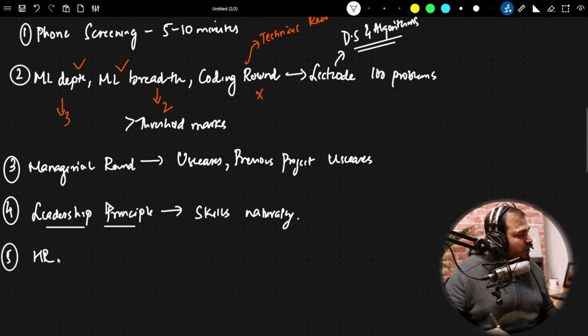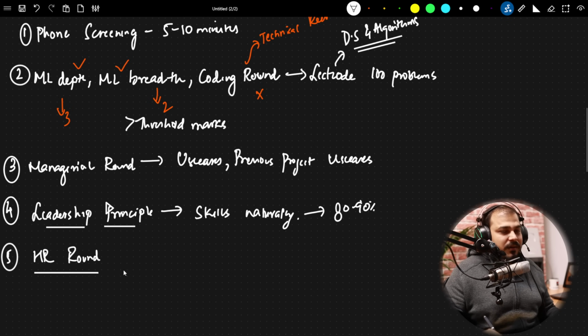The fifth round, I think, if you're able to clear this much, 80 to 90% is confirmed with respect to the hiring. And now the HR round. Finally, in the HR round, discussion of the salary will basically happen.